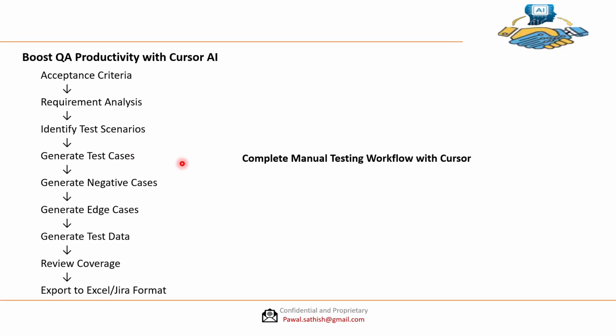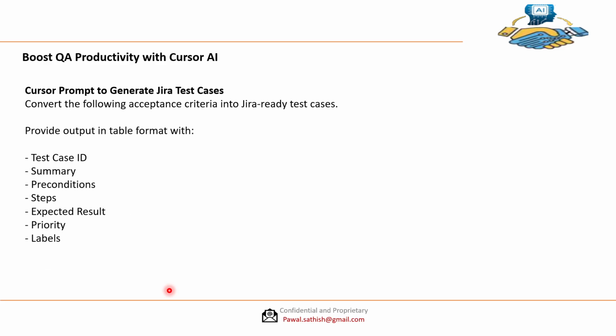Now, this is the complete manual testing workflow with Cursor. First it will analyze the acceptance criteria, then requirement analysis will be performed, then it will identify the test scenarios, and generate the test cases, which may be positive test cases, negative test cases, edge cases, or test data. After that, it will export to Excel or Jira format.